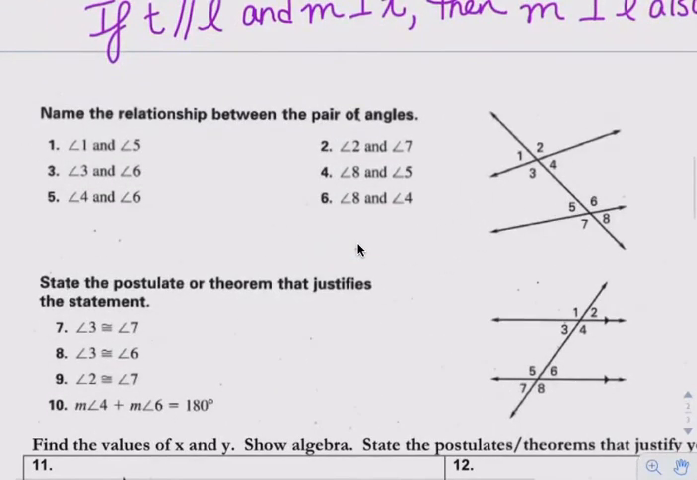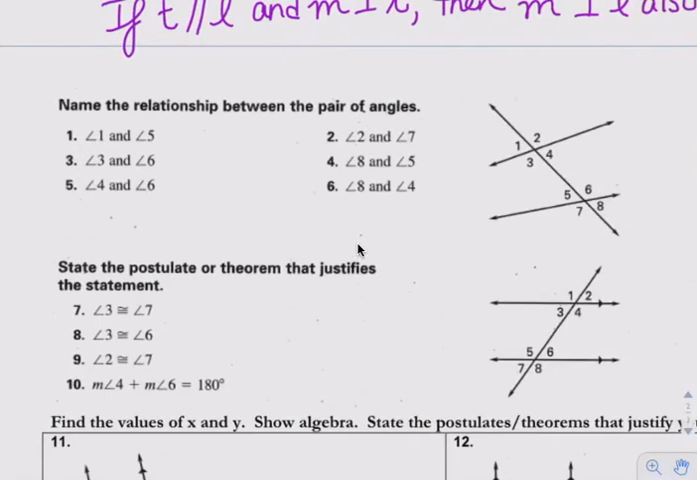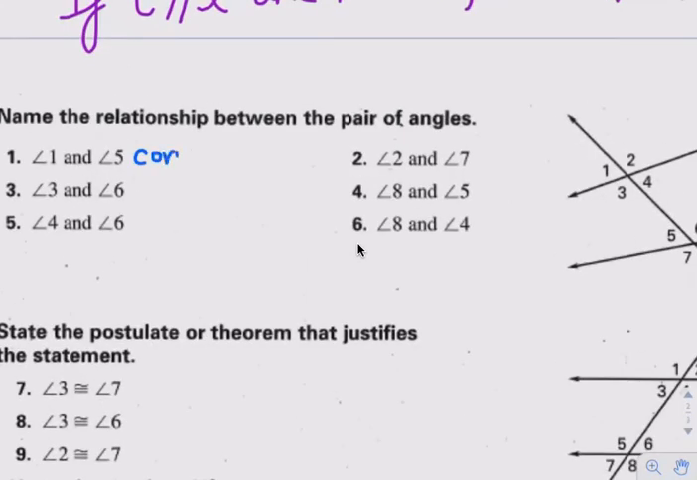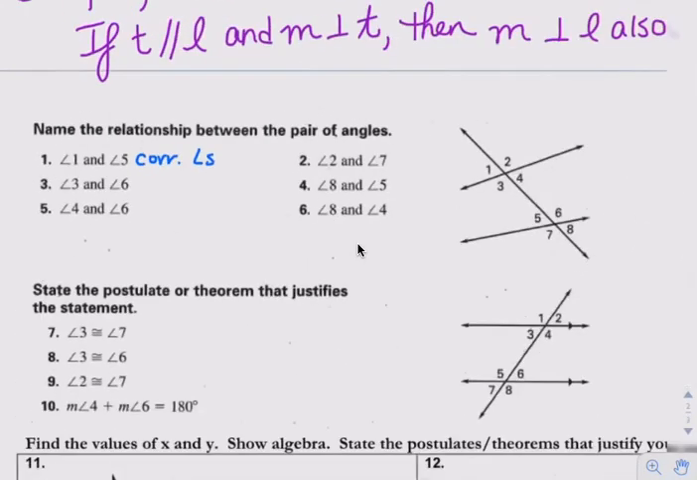Okay, just a little review here. Name the relationship between the pairs of angles. So this is not relying on any kind of parallel lines. This is just saying what are 1 and 5? They're corresponding. What are 3 and 6? They're alternate interior.